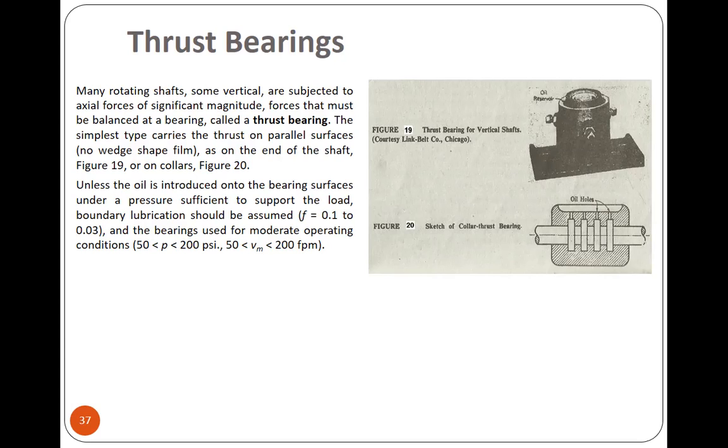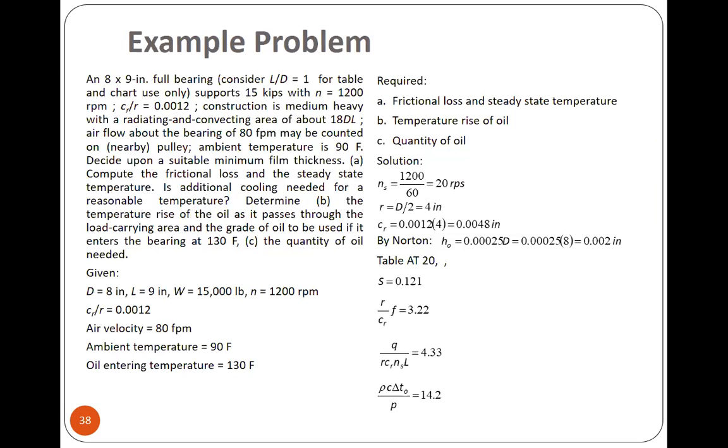Unless the oil is introduced into the bearing surfaces under pressure sufficient to support the load, boundary lubrication should be assumed, with f as 0.1 to 0.03, and the bearing used for moderate operating conditions with pressure of 50 to 100 psi and velocity of 50 to 200 feet per minute. Okay, yan, yung discussion natin sa bearing.